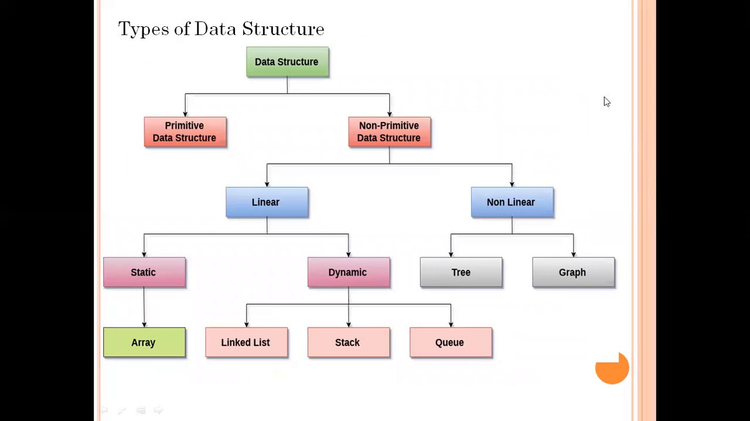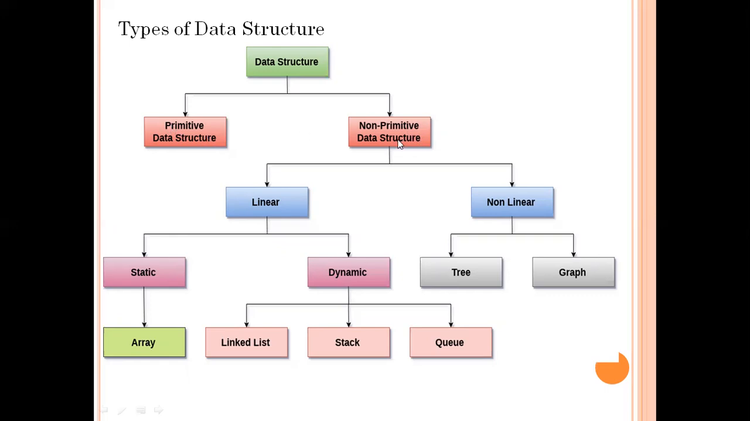Next point is the types of data structure. There are mainly two types of data structure: primitive data structure and non-primitive data structure. Primitive data structure means predefined data structures that are already declared in the language. That is int, float, double, char, void are the predefined data types in the programming language.